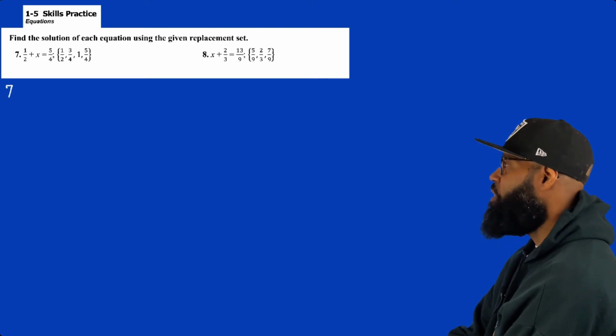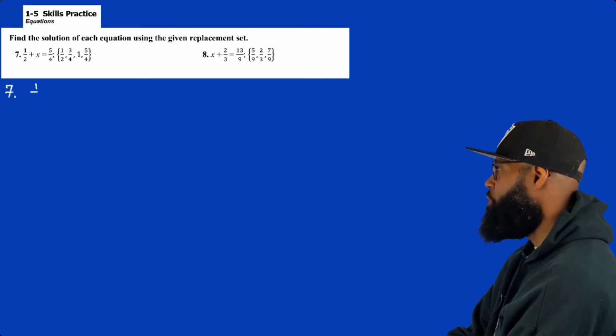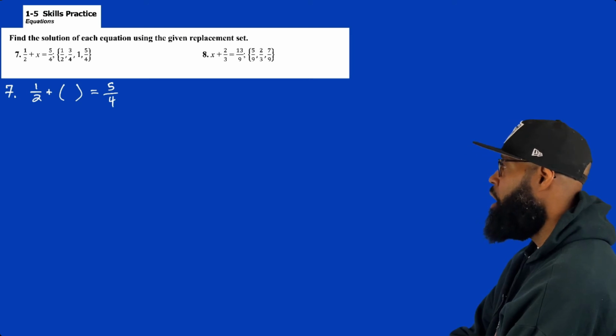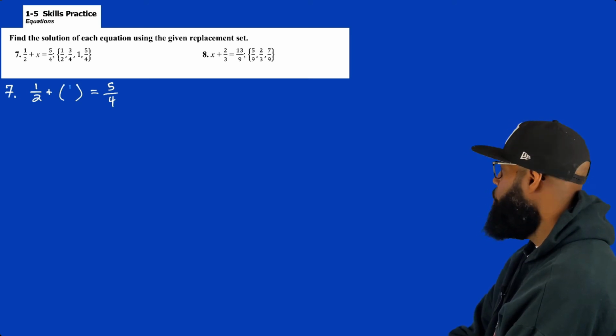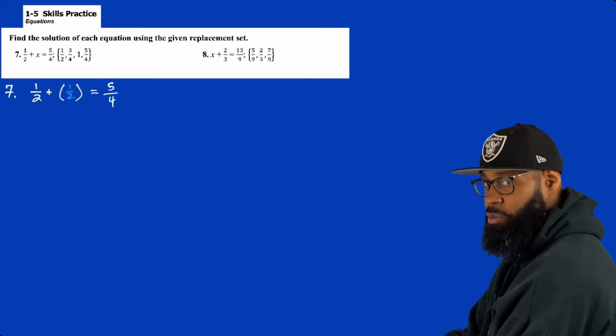But guys, it's the same thing. Find the solution of each equation using the given replacement set. So number 7 is 1/2 plus x equals 5/4. So I'm replacing the variable x with parentheses so I can plug in the first value of that solution set, 1/2.